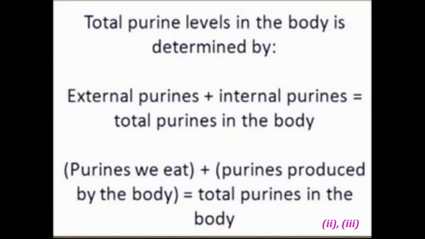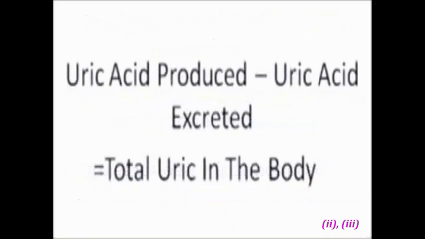Okay. Total purine levels in the body are determined by external purines plus internal purines, which is equal to the total purine in the body. That means purine that we eat plus purine produced by the body is the total purines in the body. This is a very simple fact. So from that we can derive uric acid produced minus uric acid excreted is the total uric acid accumulation in the body. When there is a defect in this process, the uric acid accumulation increases, causing gout.